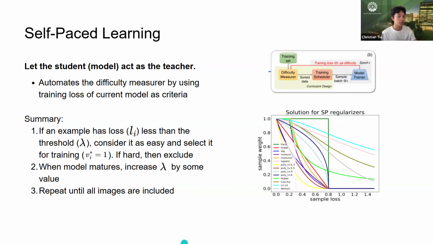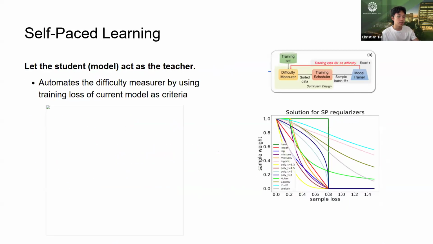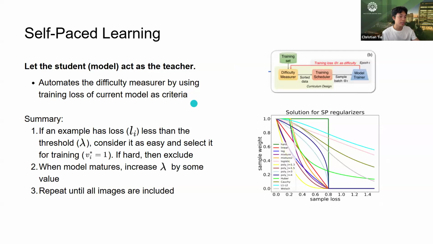This is similar to the continuous scheduler that we had earlier in predefined CL. They're pretty much the same. The difference is that in predefined CL, we decide how difficulty is defined. However, in self-paced learning, the difficulty is decided based on how poorly or how well the model performs on that specific example. When the model matures enough, we increase that threshold by some value, and we repeat until all images are included.